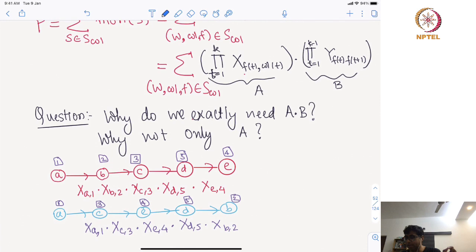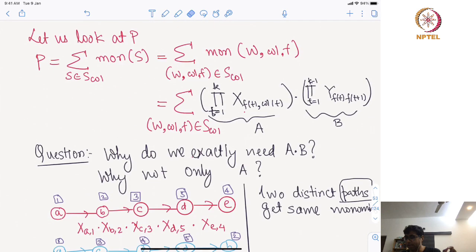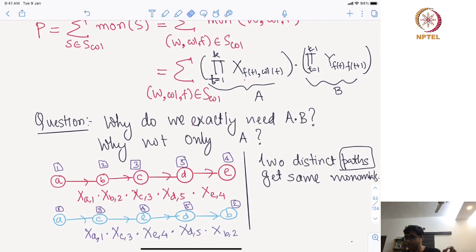Now let's look at another path on the same vertex set, A, C, E, D, B, and take the same coloring, right? So C was assigned 3, you assigned 3 here, E was assigned 4, you assigned 4, D was assigned 5, and so on. Now if you write down these two monomials, they are the same, right? Two distinct paths get the same monomial, okay? Which implies that if I do a field of characteristic 2, they will cancel out.